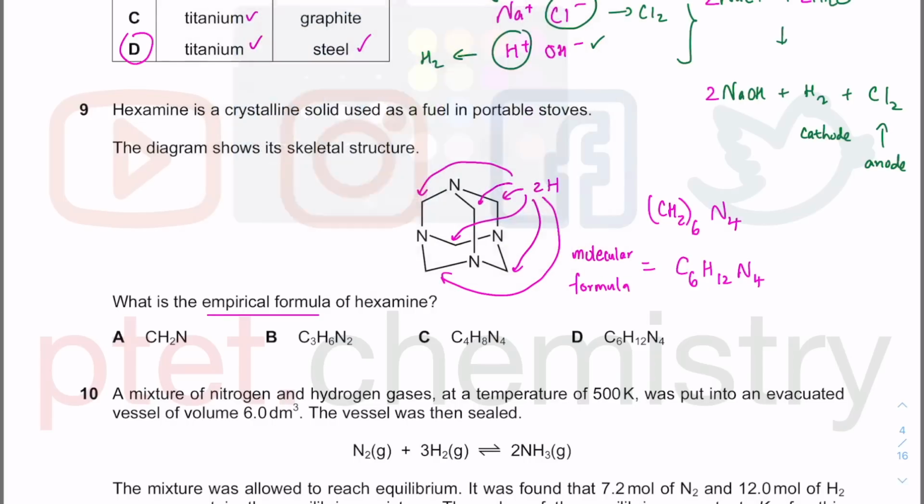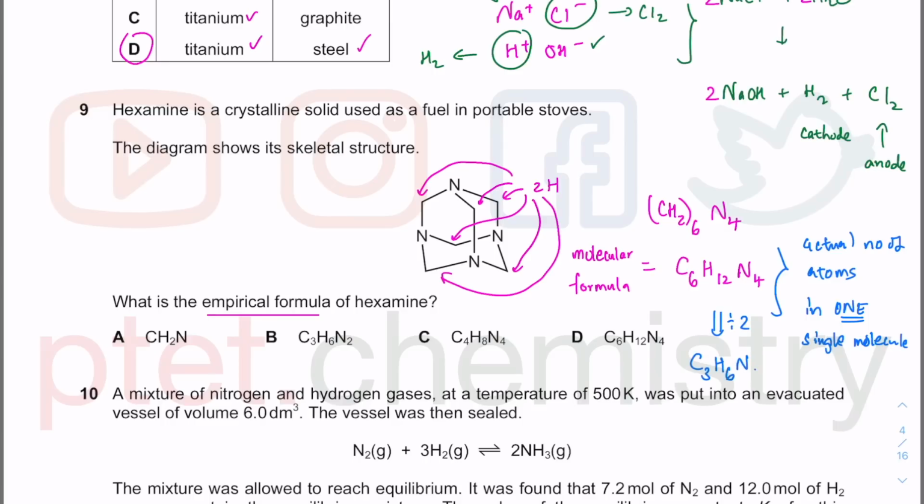A lot of students always forget that it is the actual number of atoms. They get that, but they forget the second bit in the definition. This is in one single molecule. In one single molecule, you have this much actual number of atoms. So if you simplify that, you divide by 2 throughout, you're going to get C3H6N2. That is going to be the simplest whole number ratio of atoms. That's option number B there.